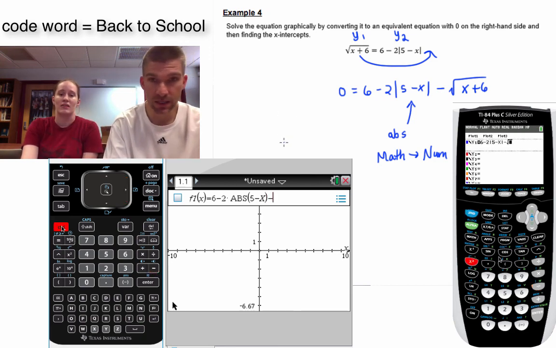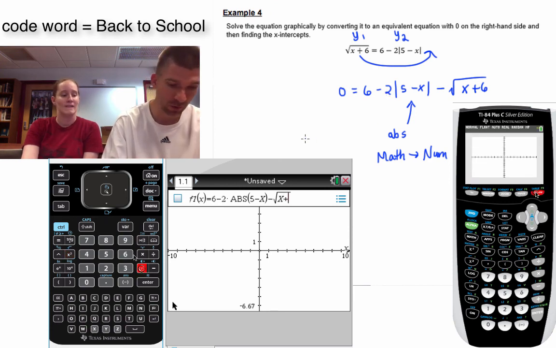So 6 minus absolute value of 5 minus x, did you put the 2? Minus, did you put that too? Yep, I got the 2. All right, we're good to go. So we're going to graph that sucker.